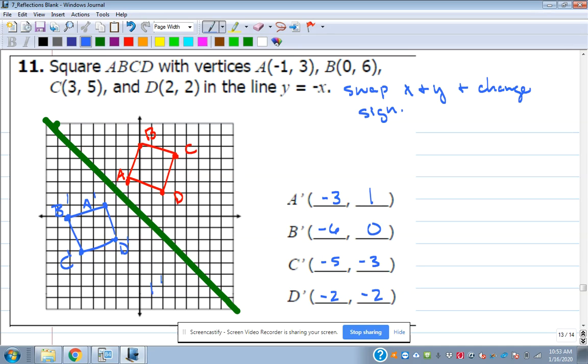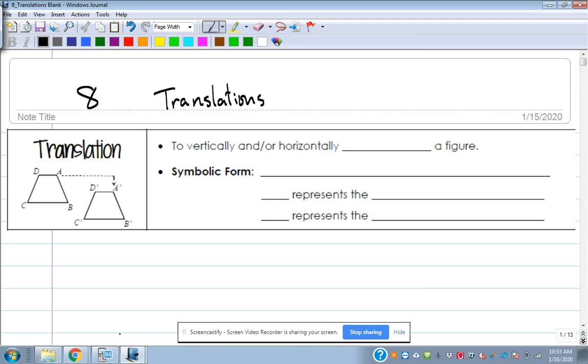All right. Get the next one out, the translations. A translation is to vertically or horizontally slide a figure. You take a picture and move it to the right, move it to the left, move it up, or move it down. So a translation is a shift or a slide. Symbolic form, so there's a notation that goes with this. They use this big arrow, and then they'll say X plus H, Y plus K. H is the horizontal shift.